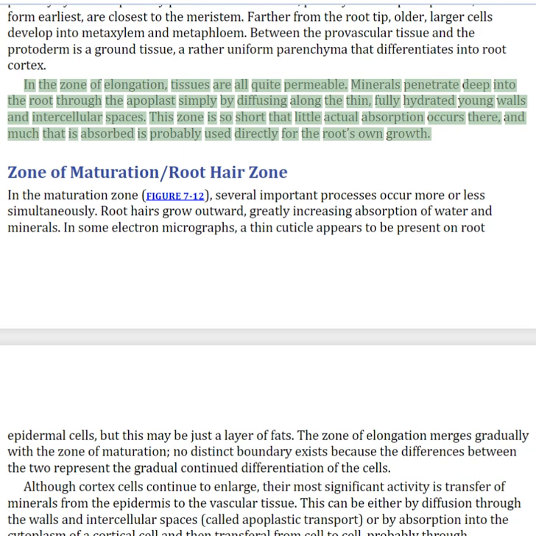In the zone of elongation, tissues are all quite permeable. Minerals penetrate deep into the root through the apoplast simply by diffusing along the thin, fully hydrated young walls and intercellular spaces. This zone is so short that little actual absorption occurs there, and much that is absorbed is probably used directly for the root's own growth.